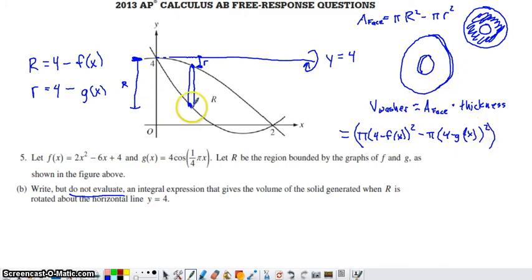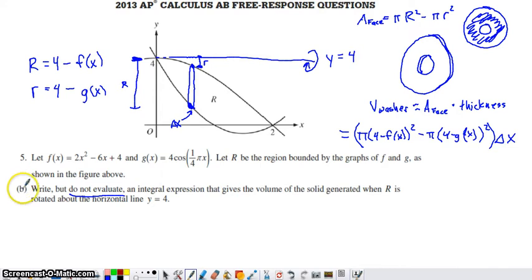Well, the thickness of the washer comes from this dimension on our slice. And that dimension on our slice is some tiny, tiny difference in x values. So we're going to specify it to be delta x. So the thickness of this is going to be delta x. So here's the volume of one washer.